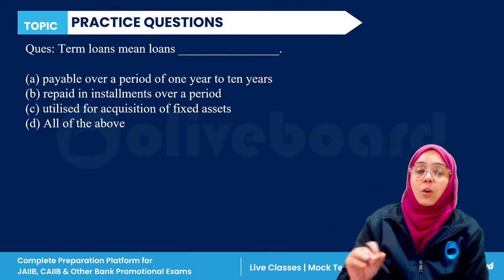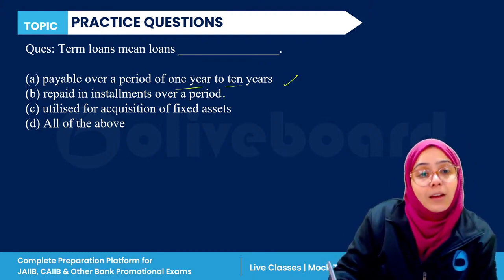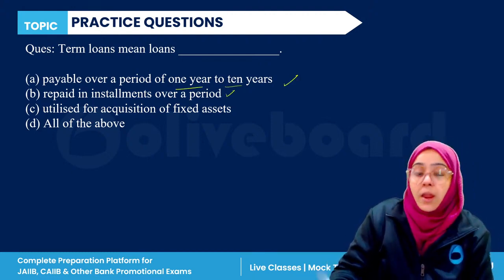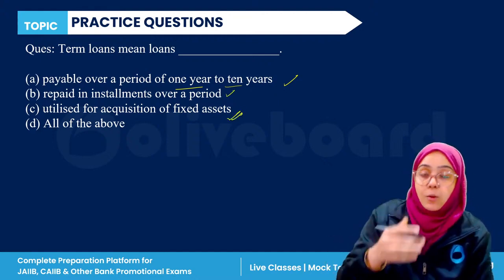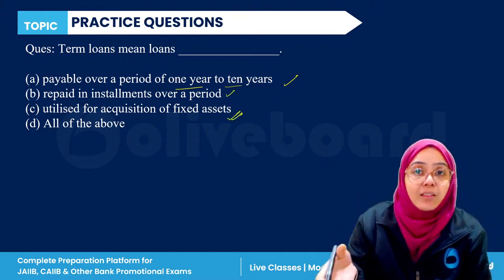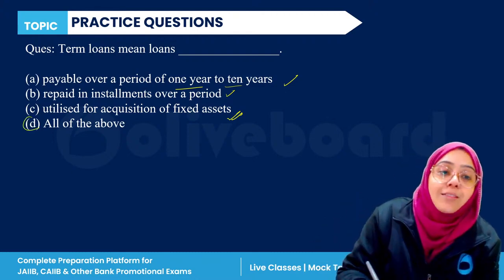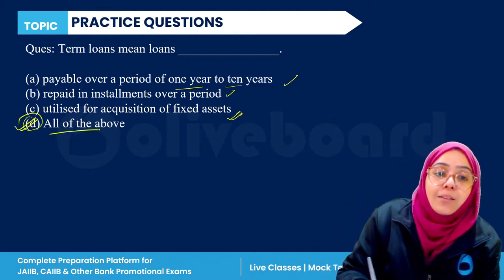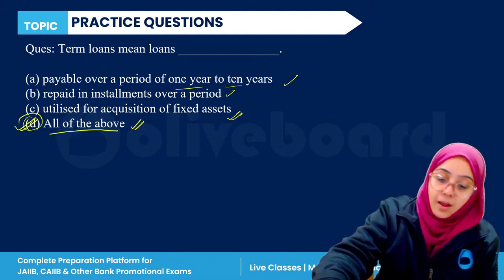Term loan, first of all, is payable over the period of 1 to 10 years, correct? It is repaid in installments, true. It is utilized for acquiring the fixed asset, correct? So term loan is used for acquiring the fixed asset, whereas working capital is for day-to-day transactions. So yes, all of the above, D is the correct answer, right?